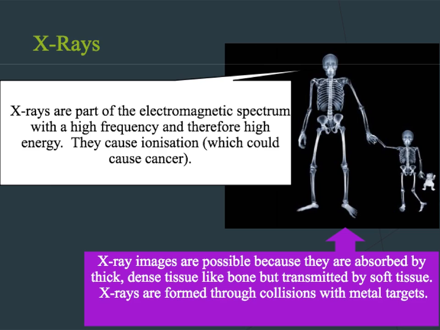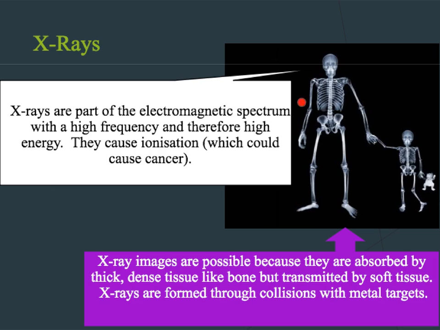From the first video of this series we looked briefly at X-rays. So to refresh our memories, X-rays are part of the EM spectrum. They have a high frequency and have high energy. They are very ionizing, which can cause cancer.